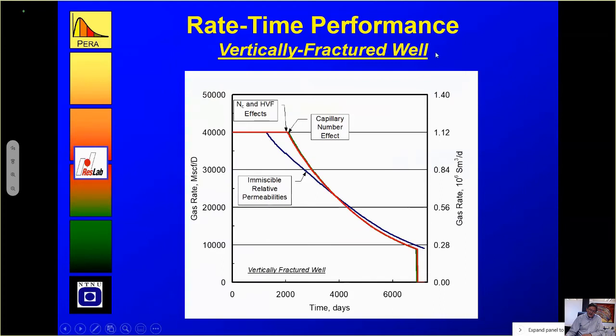This is for a vertically fractured well. Here you see there's much less effective capillary number because the velocities are lower, but there's still an effect.